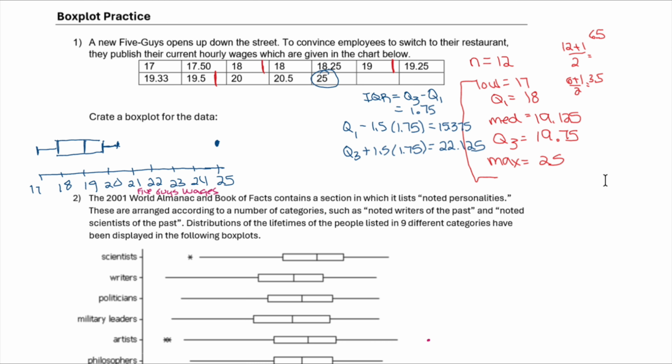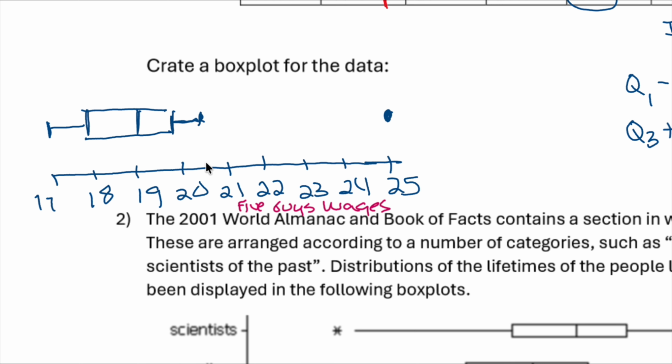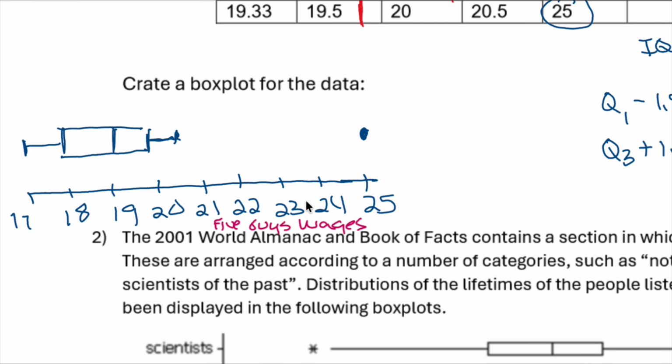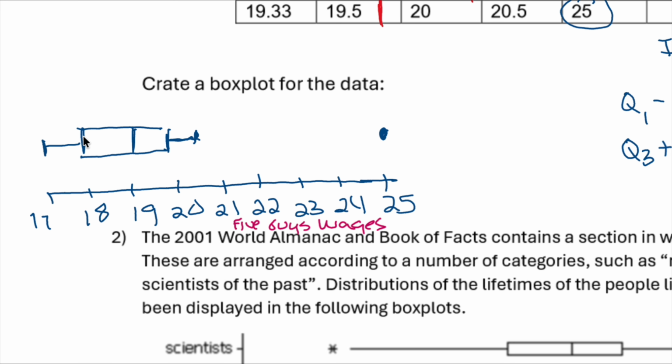So we have the 5-number summary in here. What we're going to do is first draw a number line down here, which you can see from here. Remember to label what the x-axis stands for, which in this case is going to be Five Guys wages. Then everything is going to be a lot easier. Remember that the box gives you the Q1, median, and Q3, and the tails on the two ends are going to be the minimum and maximum.